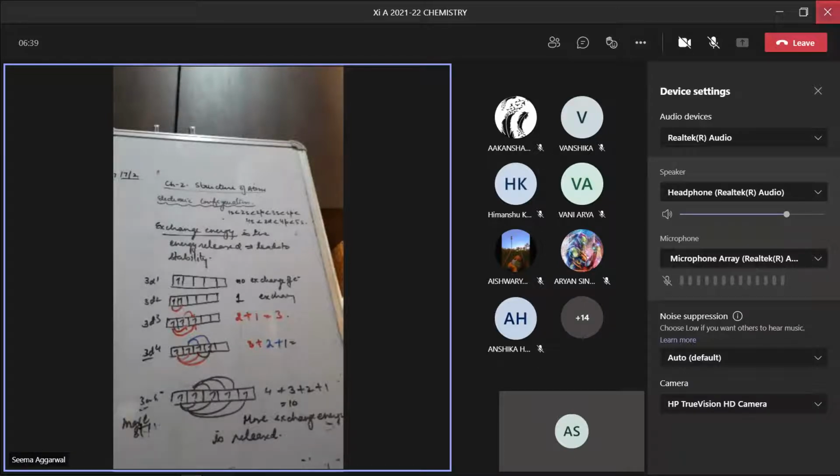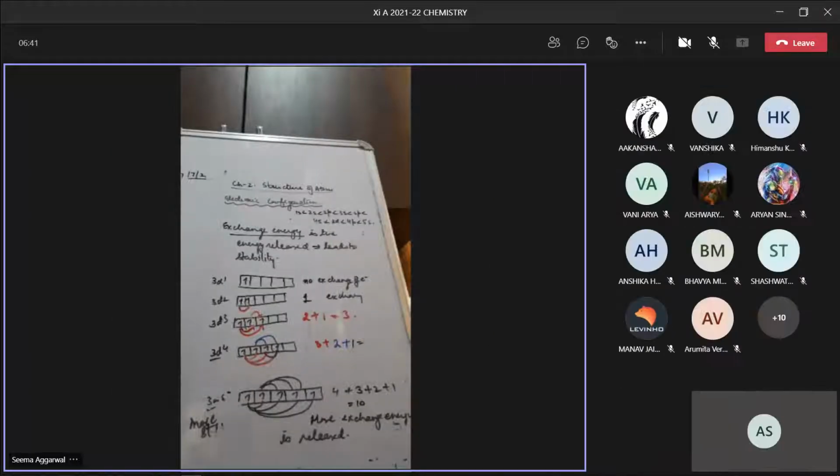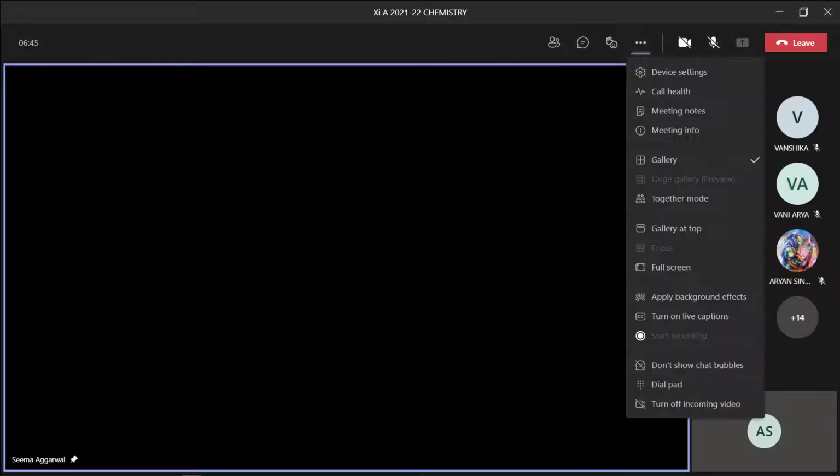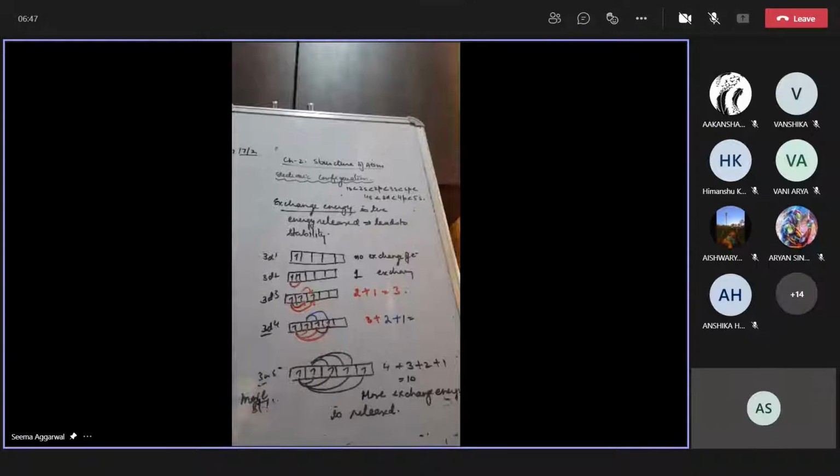First two chapters, there were a lot of new concepts. So now we are going to start with the next chapter, that is the periodic table. Okay.